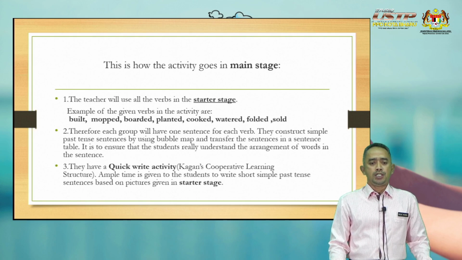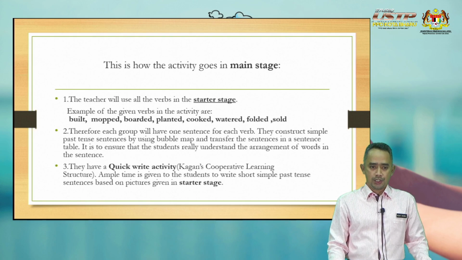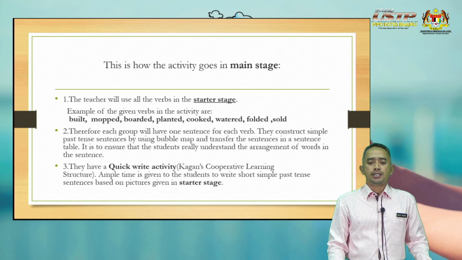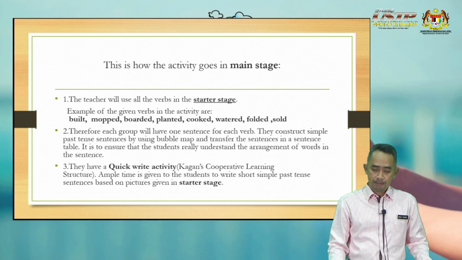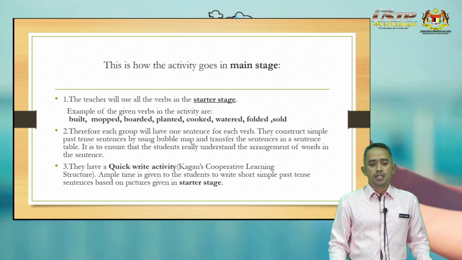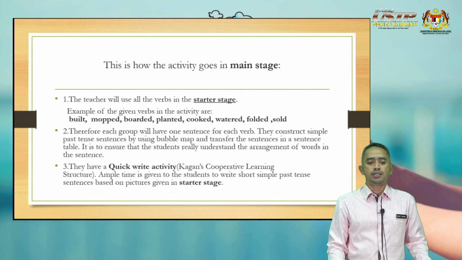Number 1, the teacher will use all the verbs in the starter stage. Example of the given verbs in the activity are built, mop, boarded, planted, cooked, watered, folded, and lastly, sold. Okay, number 2. Therefore, each group will have 1 sentence for each verb. They construct simple past tense sentences by using the bubble map and transfer the sentence in a sentence table. It is to ensure that the students really understand the arrangement of words in the sentence.